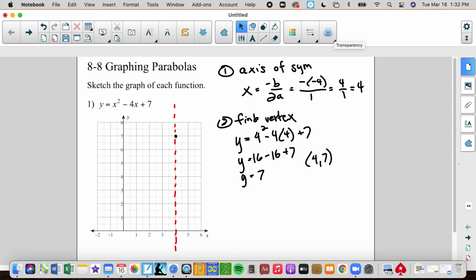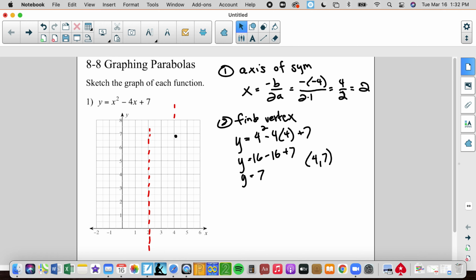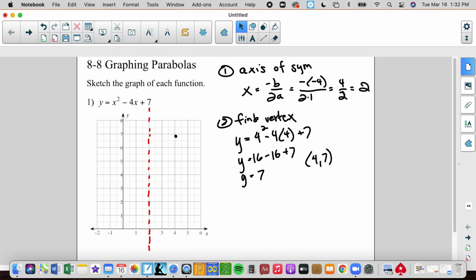Why do I feel like I did something wrong? I think I did okay. I knew I did something wrong. Mr. Mac, 2 times a. 2 times 1 is 2, and 2. I knew I made a mistake. So my axis of symmetry is actually there. Sorry. Hopefully you knew I made a mistake.